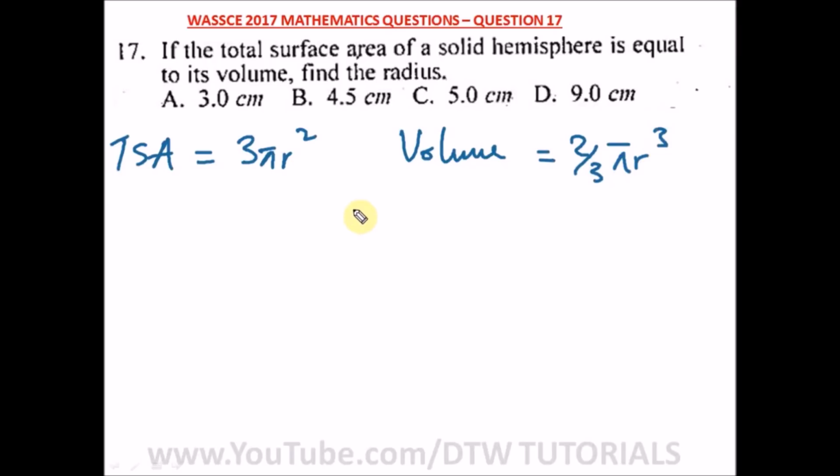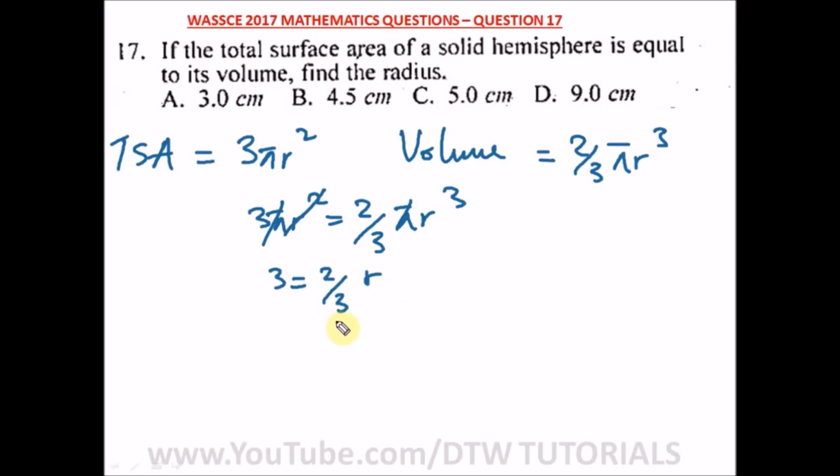r cube. So the question says, if the total surface area of the solid hemisphere is equal to the volume, find the radius. So we're equating this. We have 3 pi r square equal to 2 over 3 pi r cube. We're looking for the radius. So pi will cancel out pi, and r square, we have 2r here, we have 3r here, so this will cancel out, and we're left with what? 3 is equal to 2 over 3r.